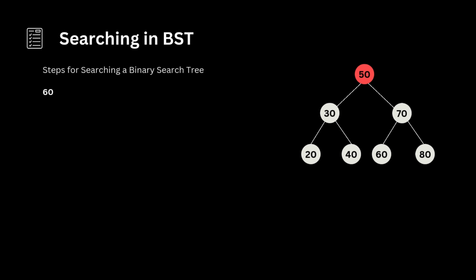First start at the root. Root is 50, target value is 60. Since 60 is greater than 50, move to the right subtree. As we move to the right child, the current node is 70. Since 60 is less than 70, move to the left subtree. After moving to the left child, the current node is 60. The value matches. So 60 is found in the tree.